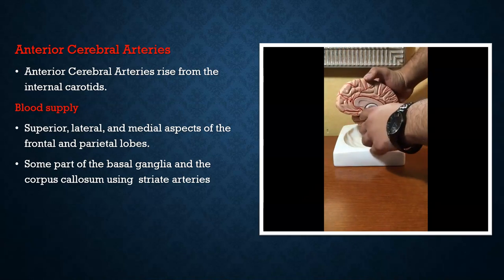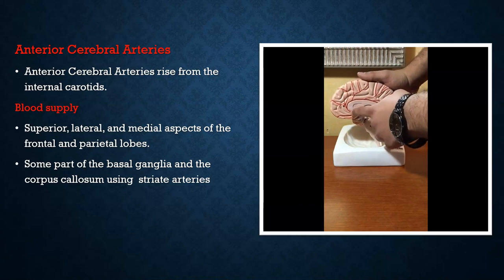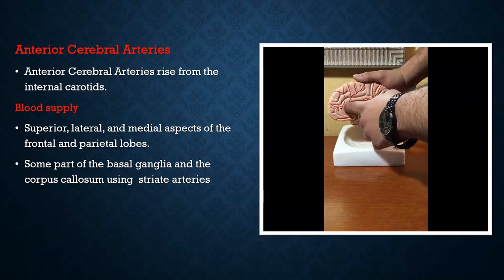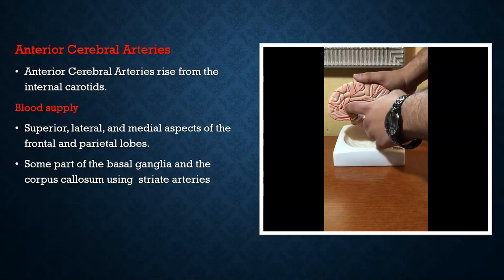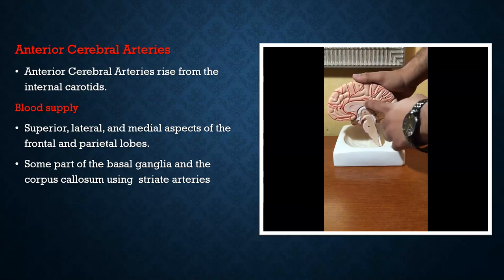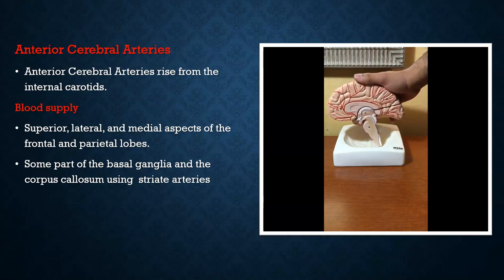So the ACA comes up, goes up straight, and then goes backwards, posteriorly. It provides blood to the corpus callosum and some of the anterior brain structures such as the internal capsule and some part of the basal ganglia. Using these striate arteries, small arteries, they provide blood to the interior part of the brain.